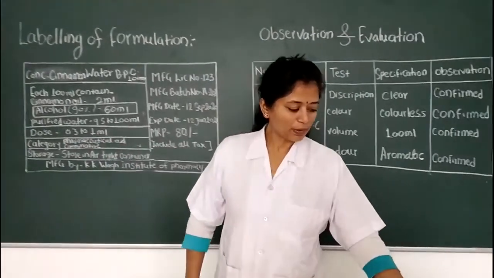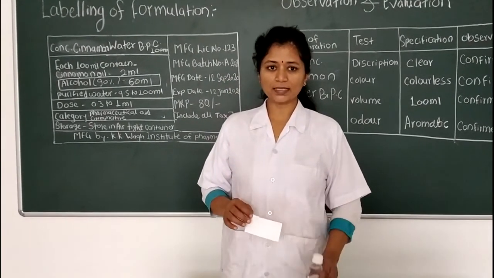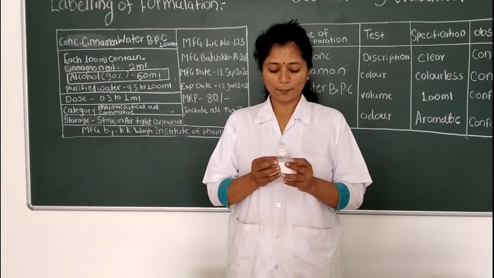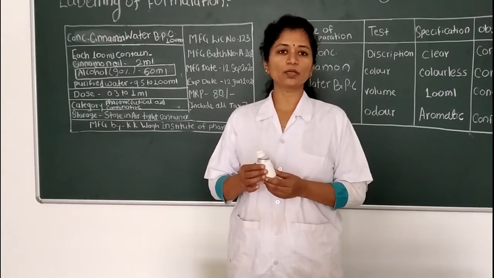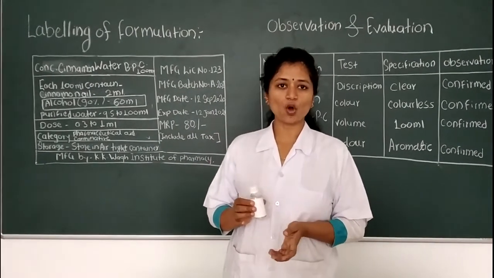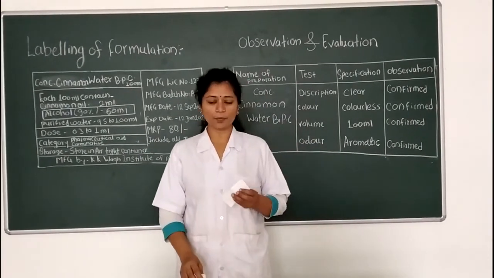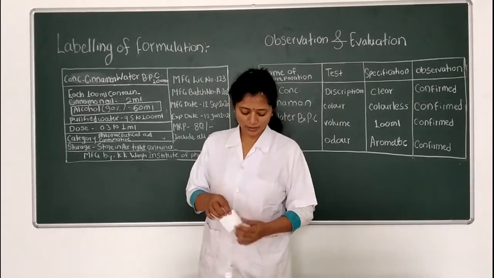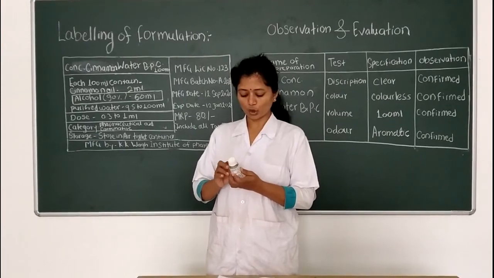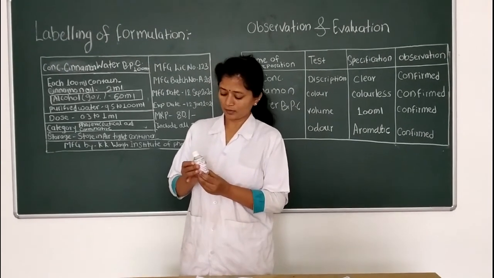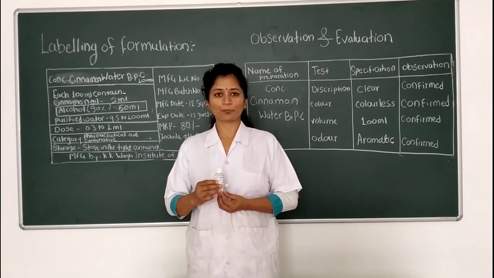Then the label should appropriately fit our bottle. It should not be too large or too small. Then one specimen copy of a label, we already prepared it, and all the specifications should be written on this label, and we attach this label to our bottle. In this way, we prepare our concentrated cinnamon water (BPC).